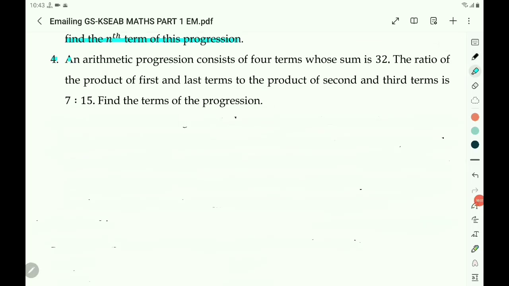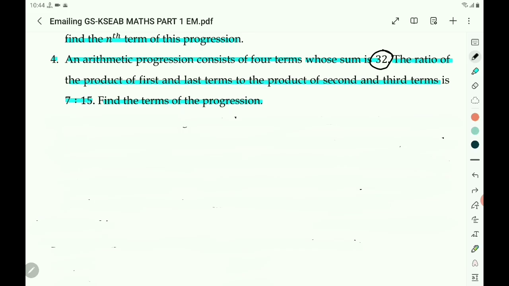Fourth question. An arithmetic progression consists of 4 terms whose sum is 32. The ratio of the product of first and last terms to the product of second and third term is 7:15. Find the terms of the progression. Here the sum of 4 terms is given, that is 32. And the ratio of the product of the first and last term to the product of the second and third term is given, that is 7:15. We have to find out the terms of the progression, means 4 terms of the progression are to be found out here.